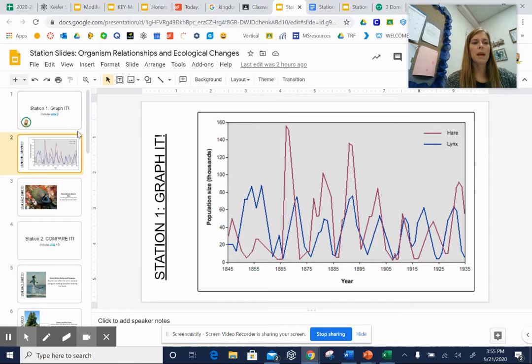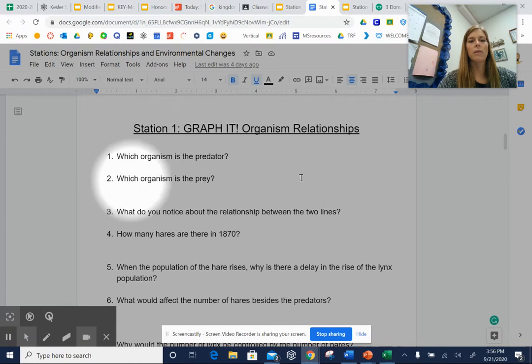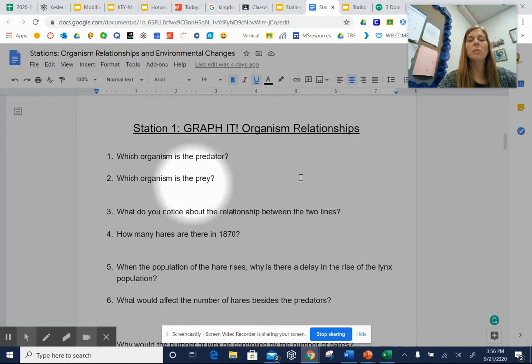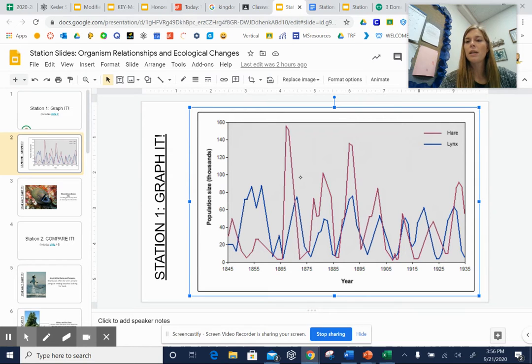So first, you were supposed to take a look at this and answer the questions over here with the Graphit station. All right. Let's see. There we go. Okay. So first it asked you which is the predator and which is the prey. Well, when you look at your stations right here, the hare and the lynx, that's what it tells you in the key. So the pink line is for the hare, which is like a big rabbit, and the blue line is for the lynx, which is kind of like a bobcat. Okay, so our prey is the hare, our lynx is the predator.